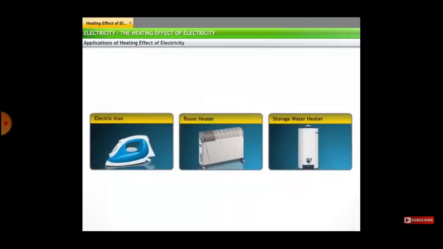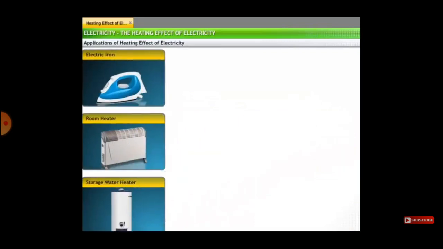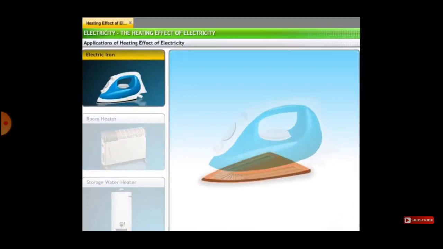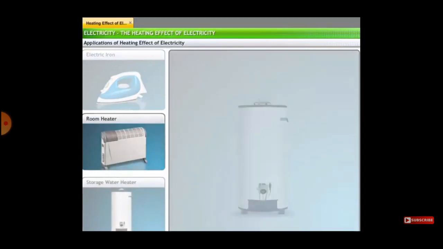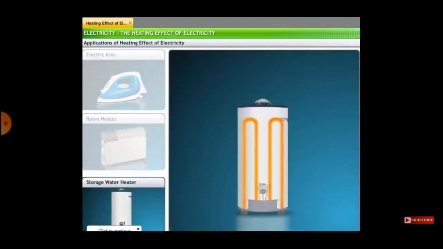Other appliances based on the heating effect of electric current are the electric iron box, in which the coil reaches a high heat, and the room heater and water heater.